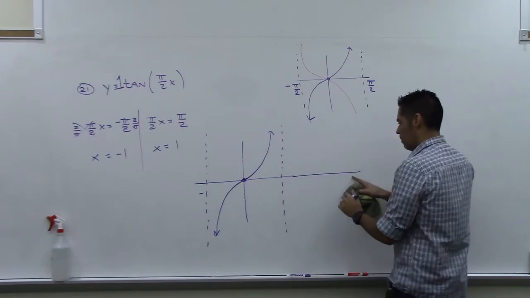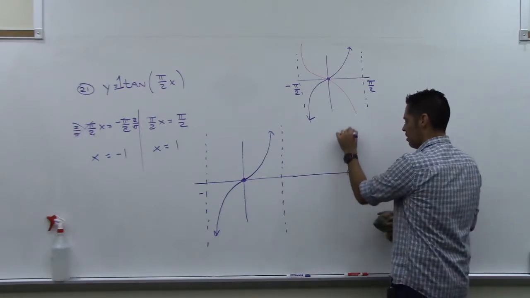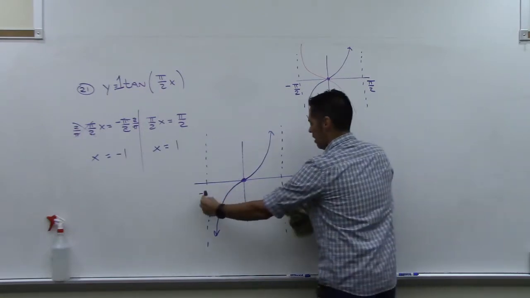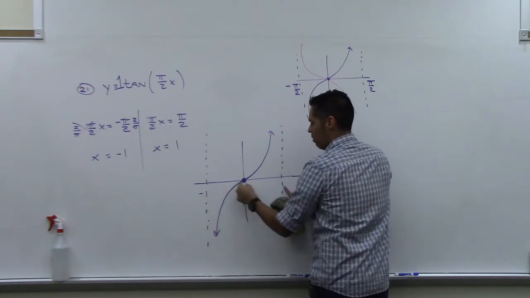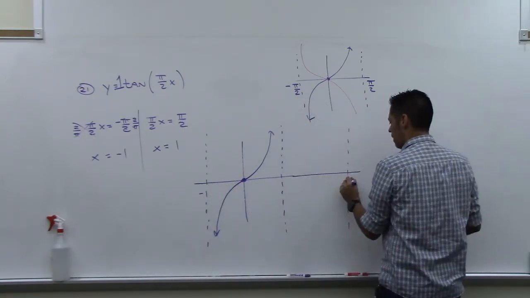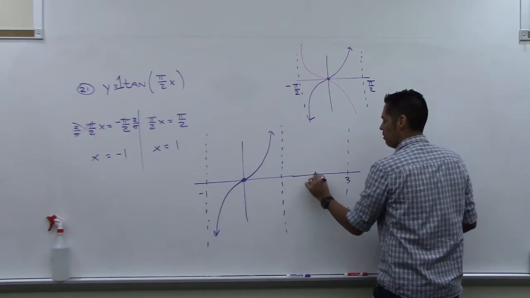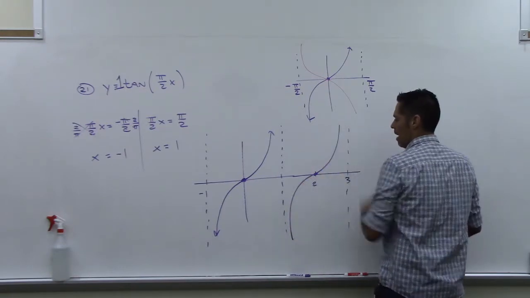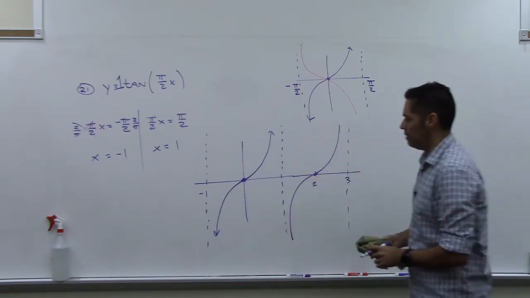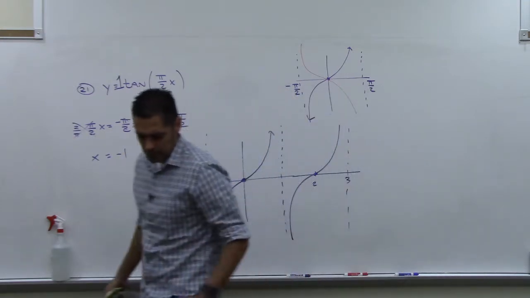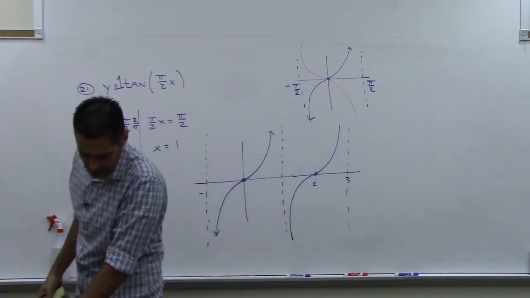So the question would be, what would be our next number here at our next vertical asymptote? Well, the distance between here and here is 2, right? 1, 2. So if I go 2 more over here, this should be 3. That should be a 2. And I should have another one of them like that. And then I could keep doing that, but that is what it is.